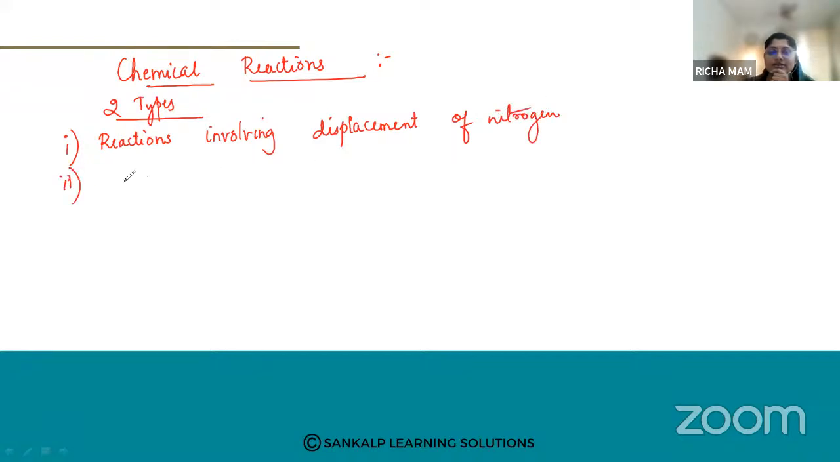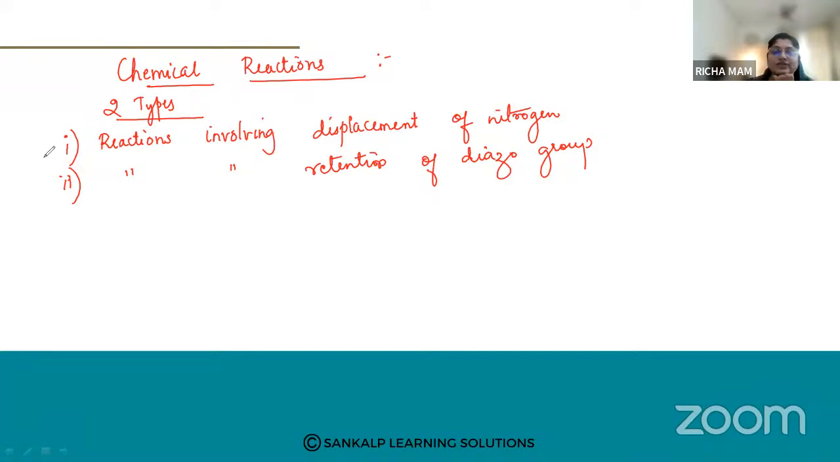And the second one is reactions involving retention of nitrogen, that is, retention of the diazo group. So these are the two types of reaction which we are going to see. The first one is the reaction involving the replacement of nitrogen, where we have to displace the nitrogen. And the second one is where we are going to retain the diazonium group.